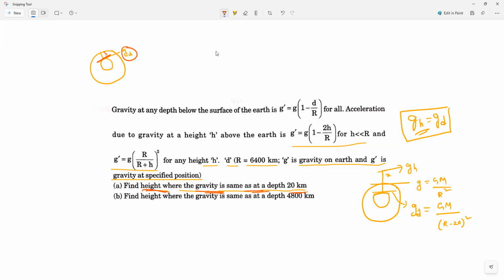Yes, sir. Now, from the surface, again you started moving upwards. Then at a certain height, you will get the same g value as at the depth of 20 kilometers. That is what they are asking. What is that height? Calculate that height, they are asking. Are you clear? Question you understood or not?